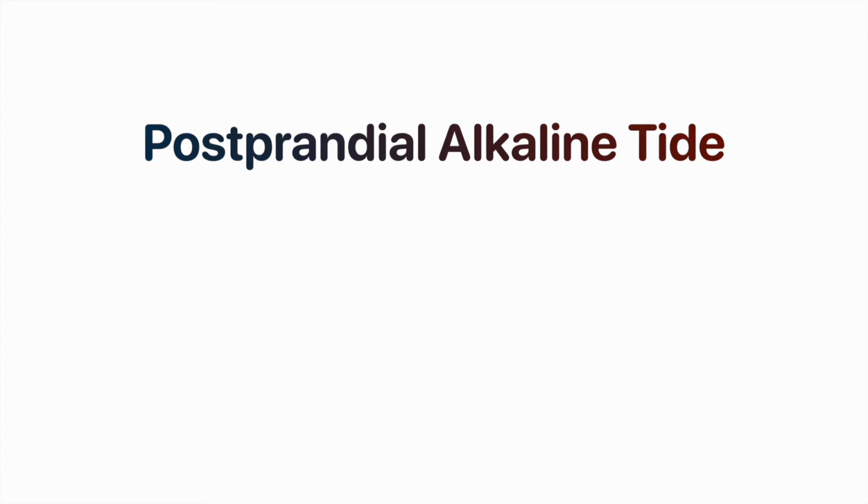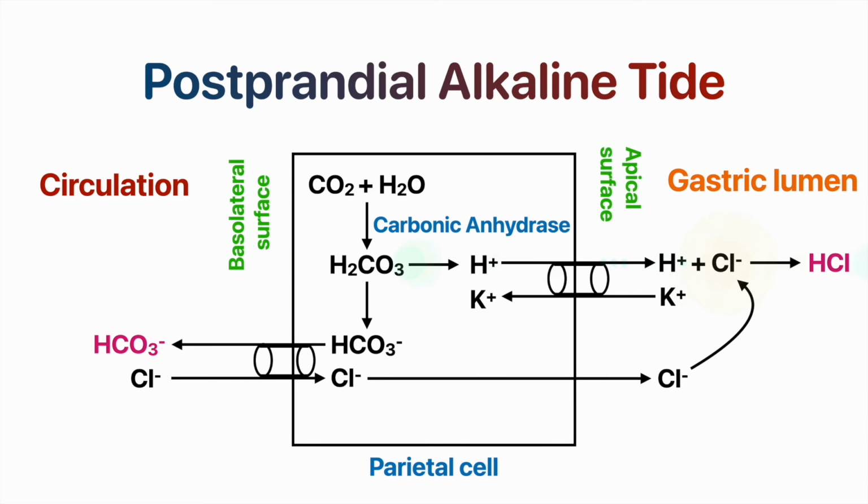One relevant term is postprandial alkaline tide. What is it? From the process of hydrochloric acid synthesis in stomach, we can see for the production of every acid molecule, one bicarbonate ion comes to the bloodstream. After taking food, there is an increase in gastric acid secretion. So, naturally, more bicarbonate ions will now come into the circulation and increase the alkalinity of blood. As a result, we get a transient high level of bicarbonate ions in blood after meals. This is called postprandial alkaline tide.